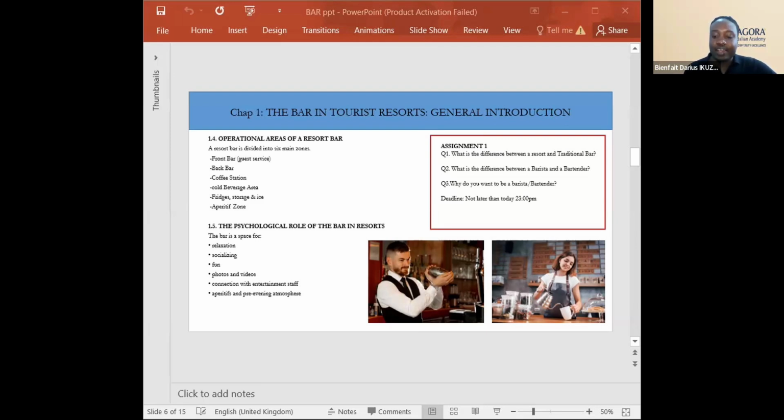And what else can we say? We can say that since it's not only a place for having fun, this place needs friendliness. It needs energy. You need to create that atmosphere. You need to create the hospitality environment. So this is upon us as baristas and bartenders to make this happen.